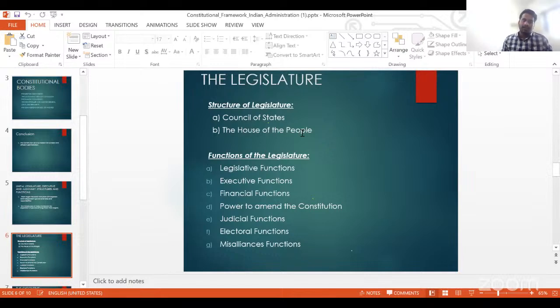The 12 members will be from different fields such as literature, science, art or social service, like Sudha Murthy, Sachin Tendulkar. All of those are chosen through this route only. The President will nominate 12 members.